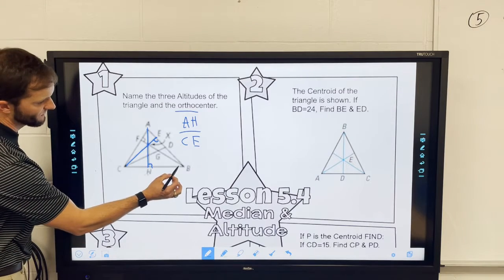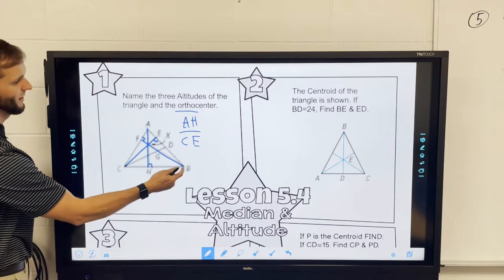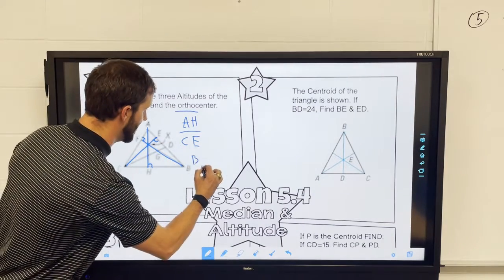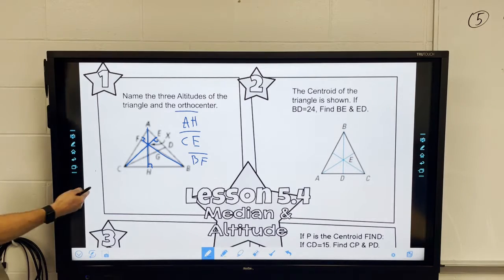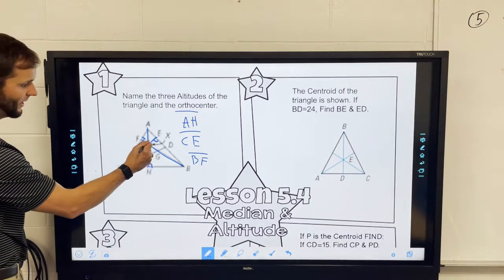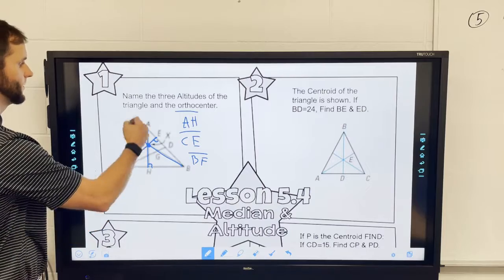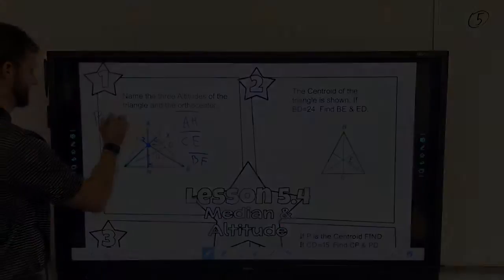Now going from my last vertex, there's only one line going from that making a 90-degree angle. So my last altitude is going to be B to F. And now it wants me to identify the orthocenter. Where all three of those blue lines meet, right here at this point, they're meeting at point X. So the orthocenter is going to be point X in this instance.